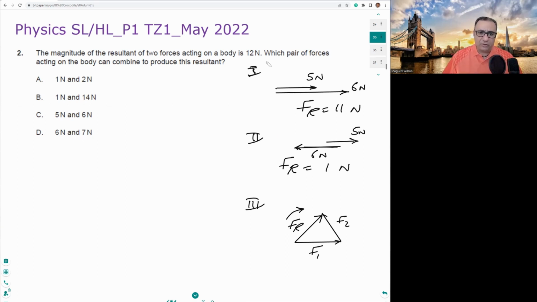Okay, that's how we can think. If I don't find 12 Newton as a maximum or minimum between the two forces, it might be the third option, because it depends on the angle here. The resultant force can be somewhere in between. So if you look, for example, at option D, you have 6 and 7, so C now is out. The maximum for 6 and 7 is 13 Newton, right? The minimum is 1 Newton, 7 minus 6. So 12 Newton lies between 13 and 1. So option D is the right answer.